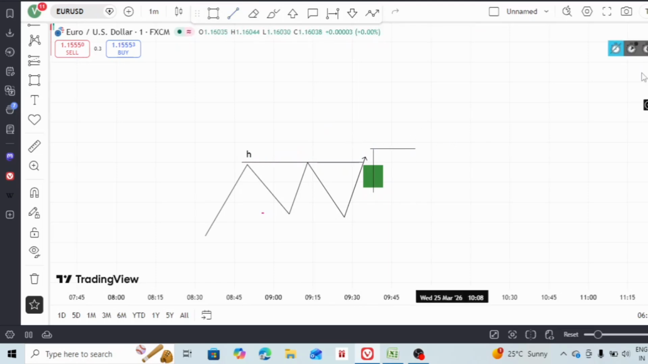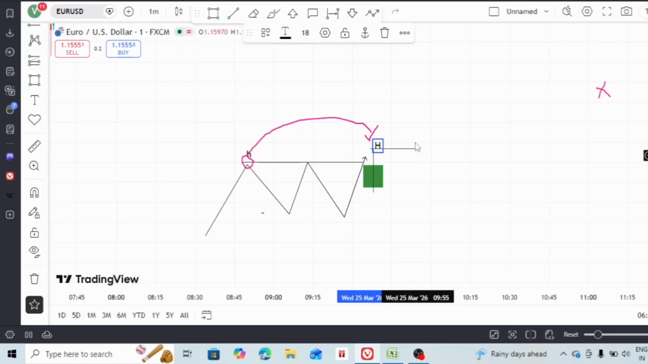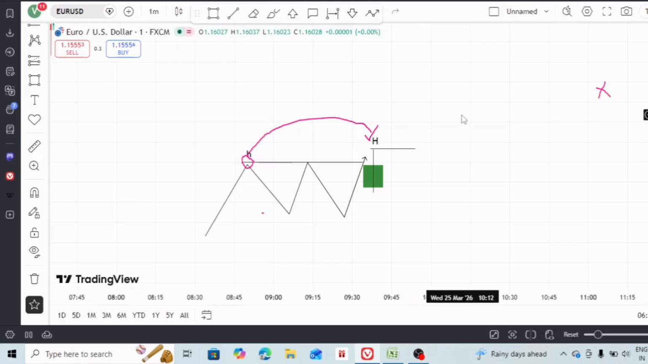Okay, so here the liquidity from this high has been shifted to here. So this is not the confirmed higher high, this is just the high shifting. Okay, so our high will be shifted to this level. This is not the confirmed higher high, so the liquidity has been shifted to this level. Okay, so in the next example also you will find this sometimes.